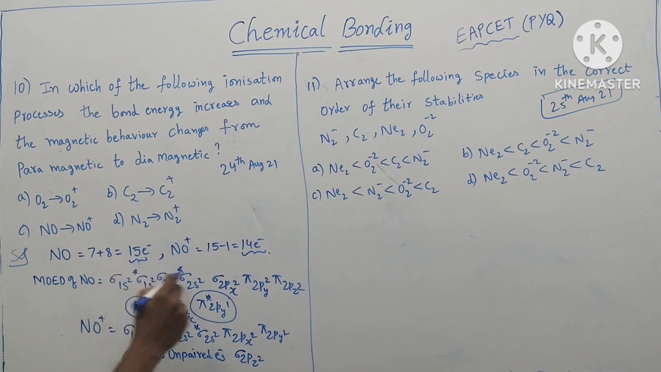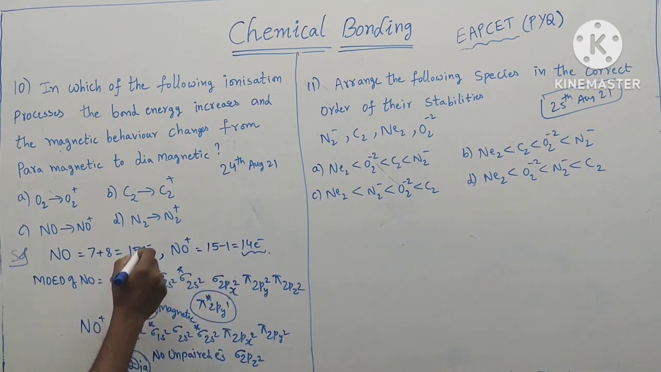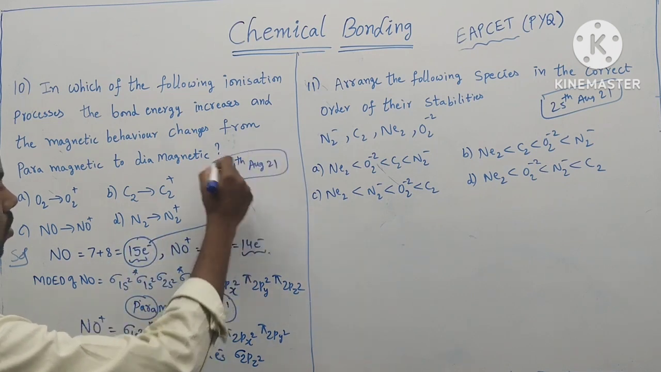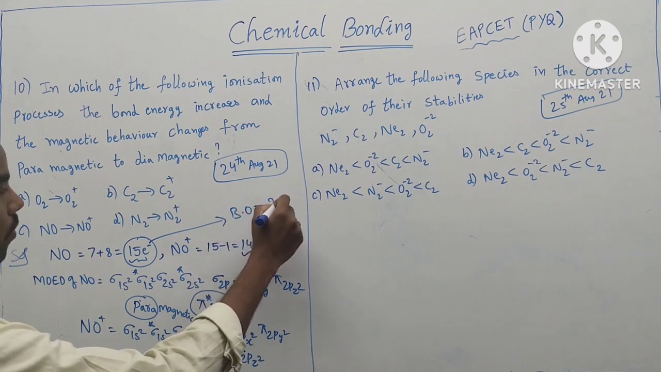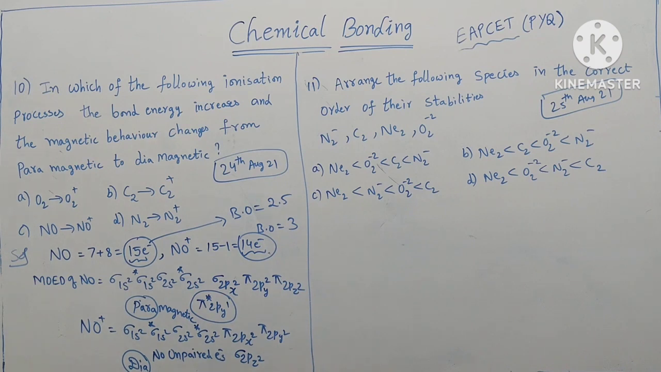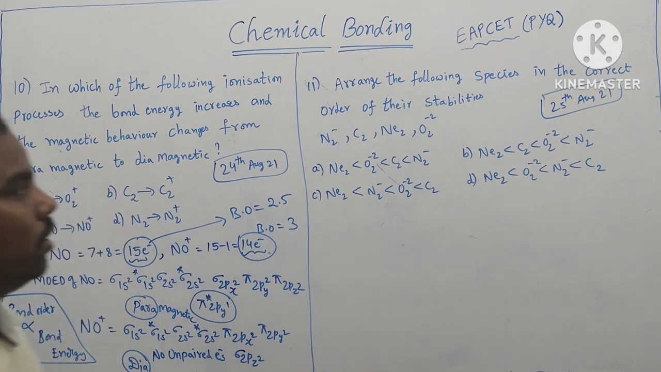Next, 15 electrons are converted to 14 electrons. For 15 electrons the bond order is 2.5, and for 14 electrons the bond order is 3. So 2.5 to 3, the bond order increases. Bond order is directly proportional to bond energy. So the answer is NO to NO plus. The remaining options you can also check.